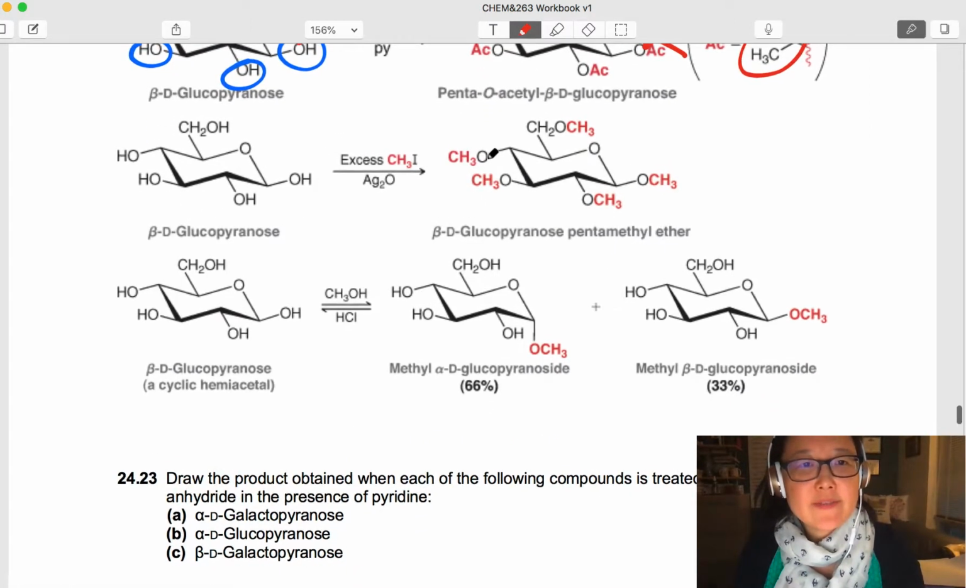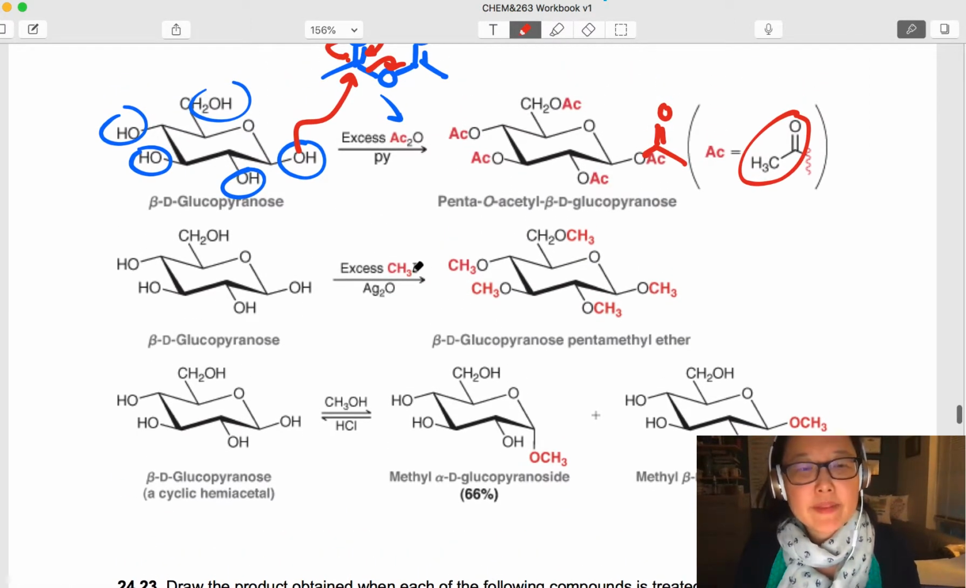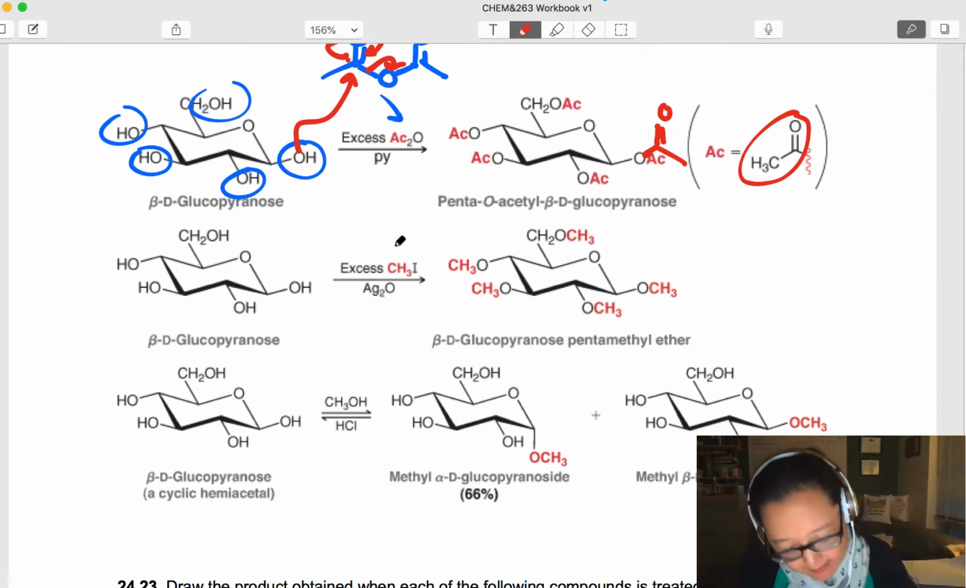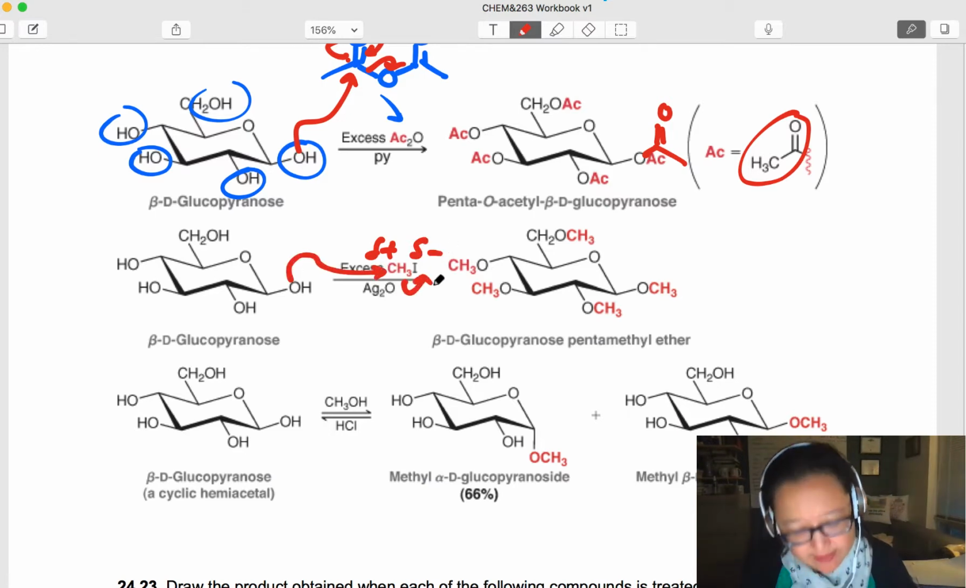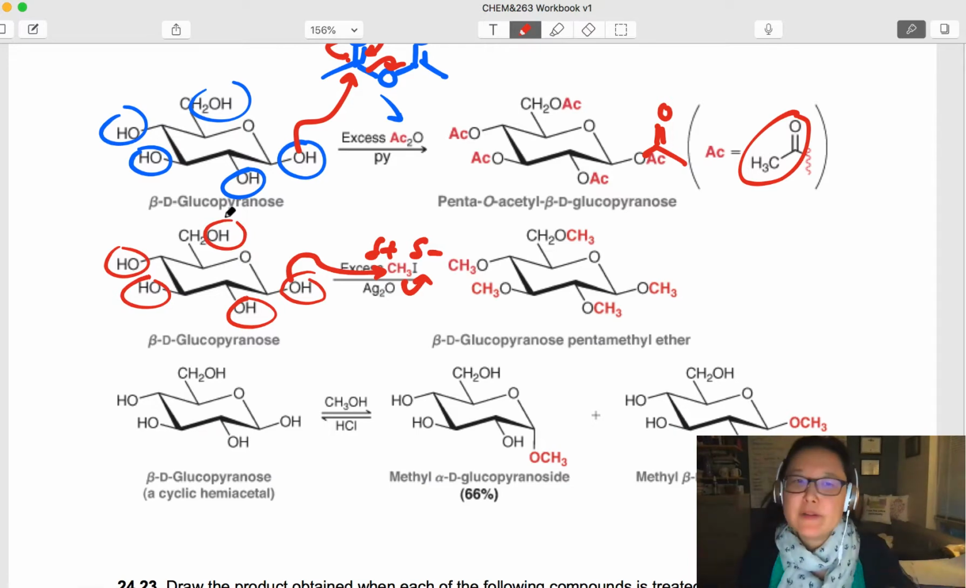Another reaction is if I had methyl iodide. Methyl iodide is really good for SN2 reactions where I have partial positive, partial negative. So a nucleophile can attack the CH3 and let go of the I. That's very common, and we saw this in the amines chapter, that we had a lot of methylation, especially in a basic solution like with silver oxide. This oxygen becomes more negatively charged, and then it attacks the methyl group. Again, it reacts at all the OH groups because they're all susceptible to methylation.